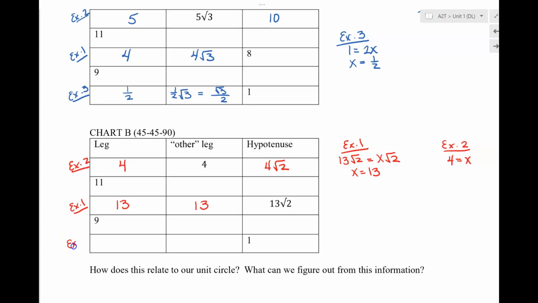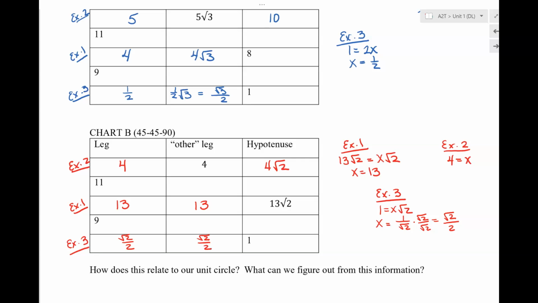Okay, so let's go to something similar to what we did with the 30, 60, 90. If my hypotenuse is 1 and the relationship is x rad 2, well, that means that x is 1 over rad 2. But I can't leave a radical in the denominator. It's not mathematically acceptable. So that means that x is rad 2 over 2. Interesting. So when we have a hypotenuse with a length of 1, then its legs are rad 2 over 2.